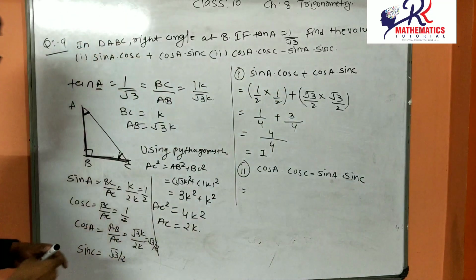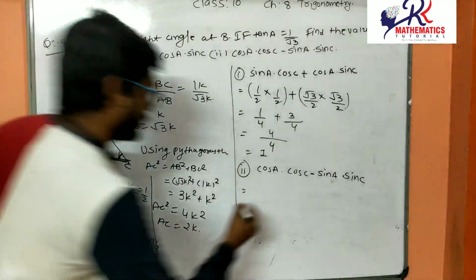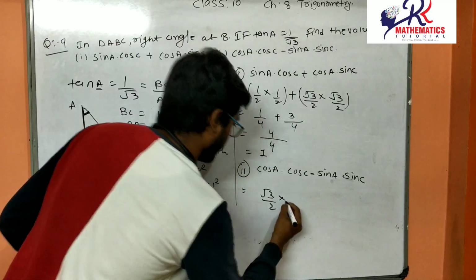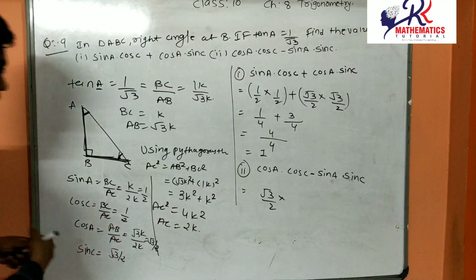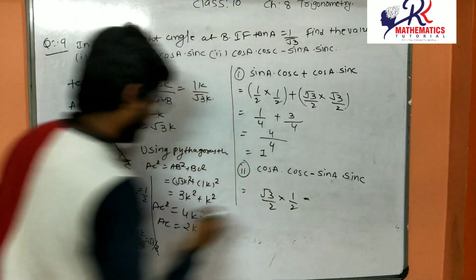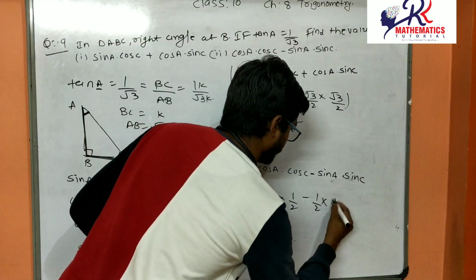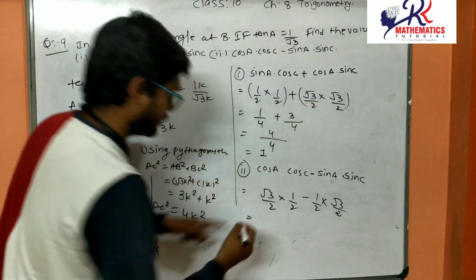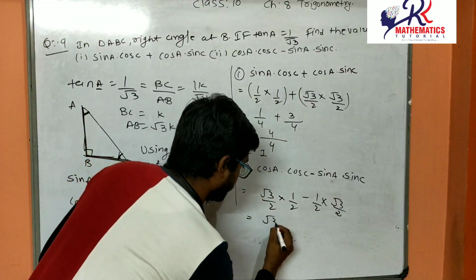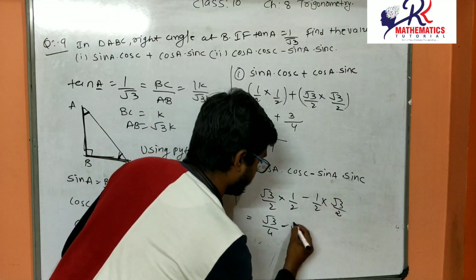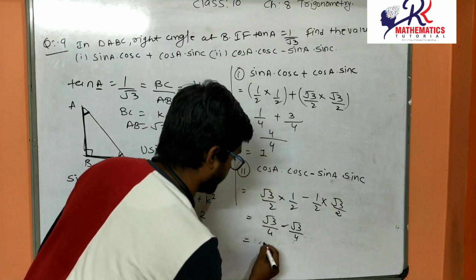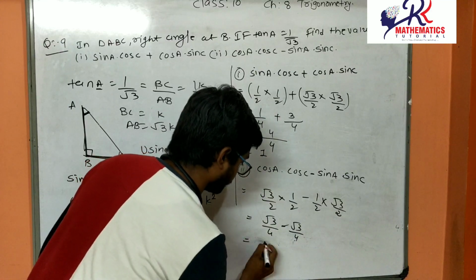So the value of cos A is root 3 by 2, and the value of cos C is 1 by 2. Now the value of sin A is 1 by 2, and the value of sin C is root 3 by 2. So it is root 3 by 4 minus root 3 by 4. Both are the same with opposite signs, so the answer is 0.